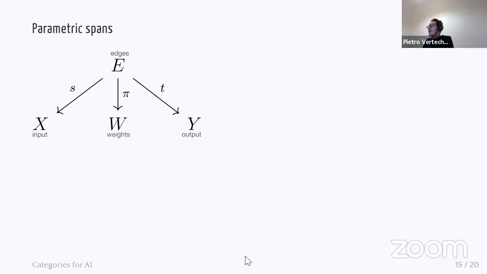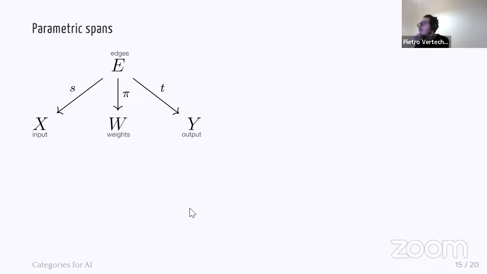A parametric span is just the same, so it's a span, but we add a third leg that goes from the edges to the weights. And the main purpose of this extra leg is to be able to design some weighted graphs with weight sharing.